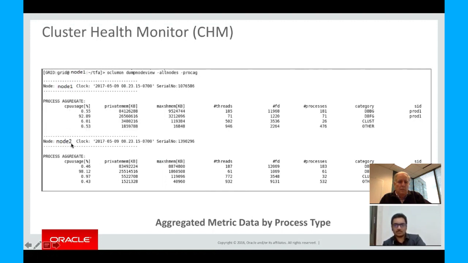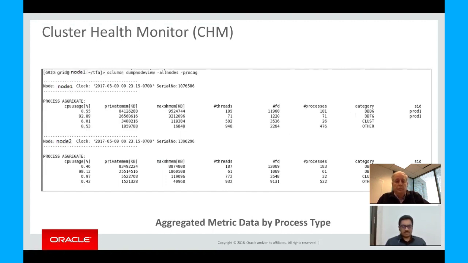Let me just walk through what we mean by process aggregates. What we essentially do is capture each and every running process in the system once every 5 seconds. Then we identify what type of process it is. Is it a cluster-aware specific process? Is it a database background process? Is it a database foreground process? What is the SID of that process if it is a database process? Is it an ASM process? Is it an IOS process? Is it an APX process, etc.? So we essentially tag every process. This is the first step.